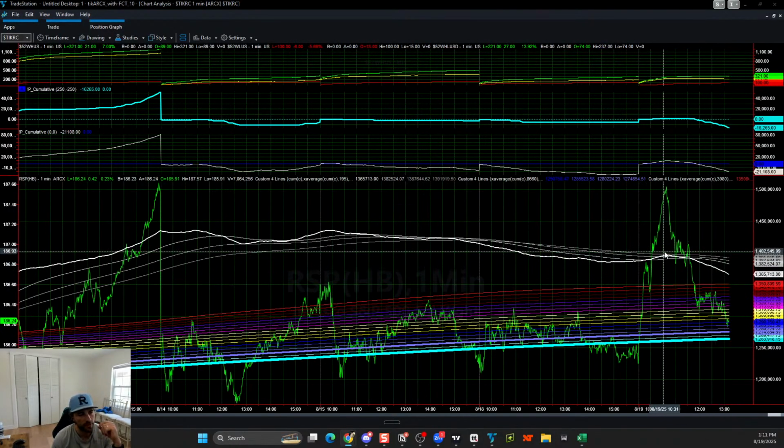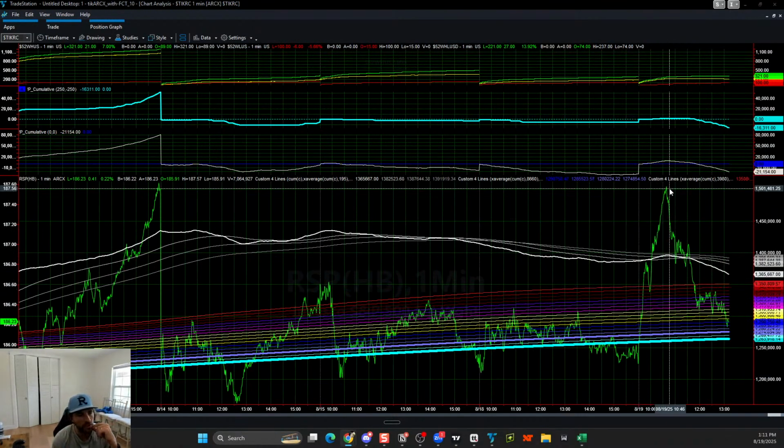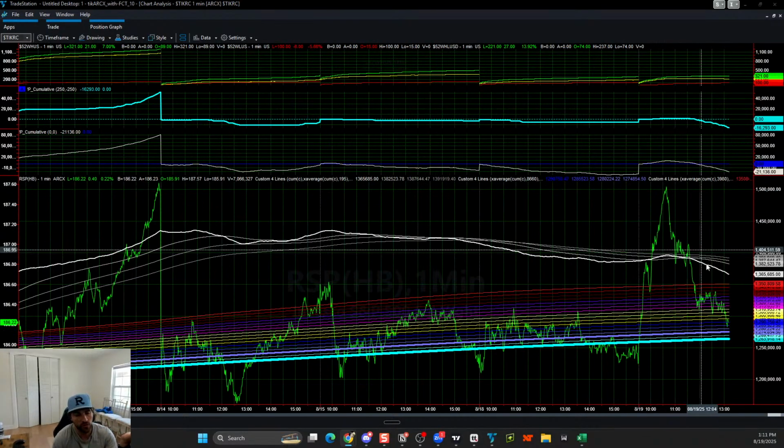But yeah, today it's just been a sustained selling day, right? This is the RSP, the yellow, the neon line. So obviously it ramped higher, then we've just sold off from there.